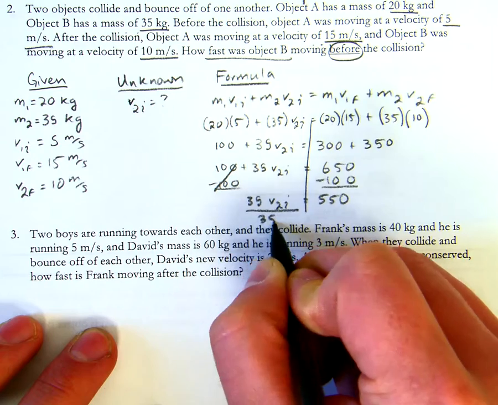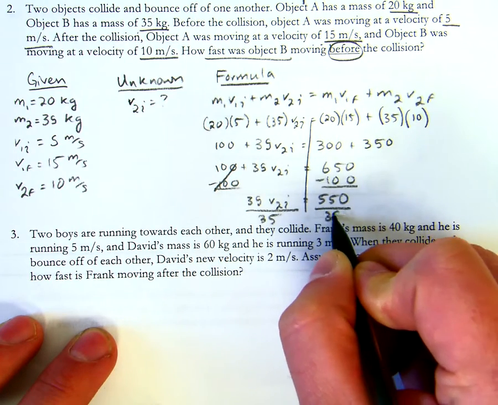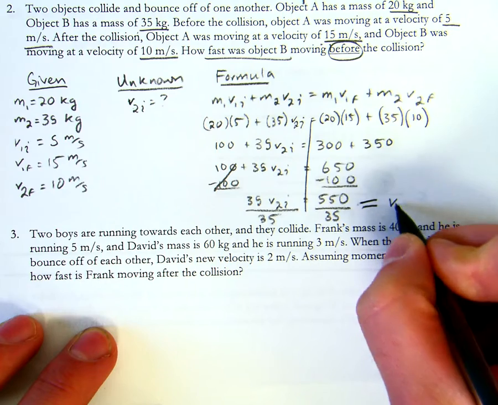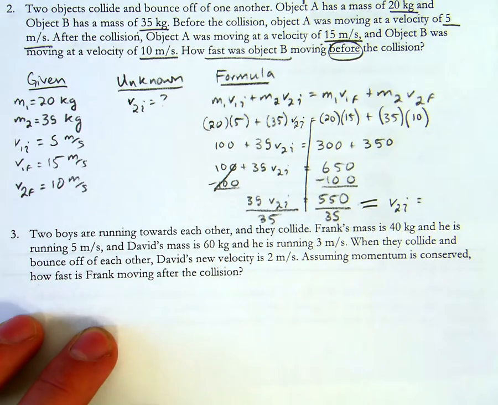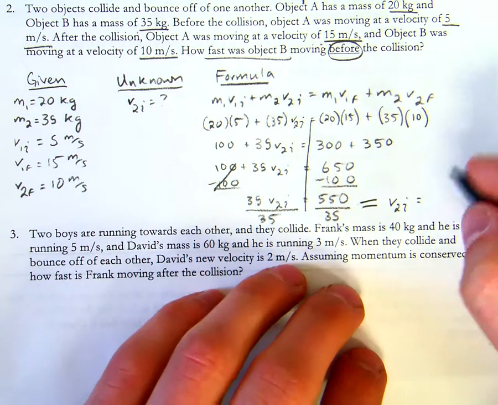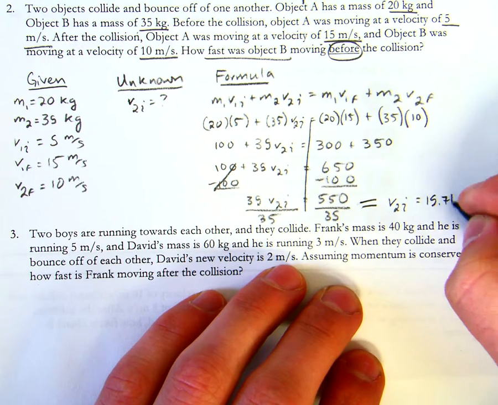Divide by 35 on both sides, and I'm left with v2I is equal to 550 divided by 35, which is going to be 15.7143.